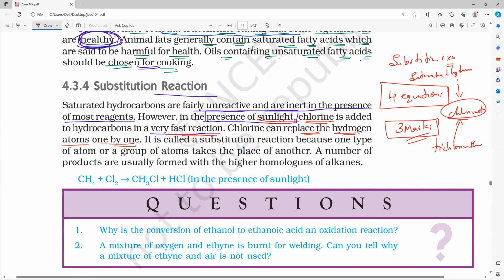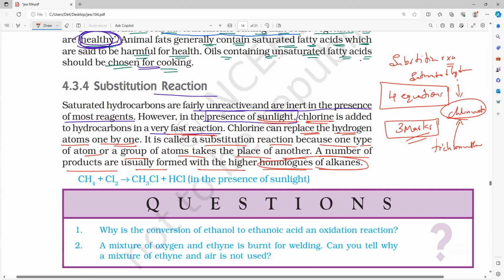Everybody, three equations. So that is the importance of it. You can see it is called a substitution reaction because one type of atom or a group of atoms takes the place of another. It is representing some other in the place of it. That is why a number of products are usually formed with a higher homologous of alkanes. Very simple, like continuity it will be forming. You can notice they are all homologous of alkanes. The products are usually formed with a higher homologous of alkanes.